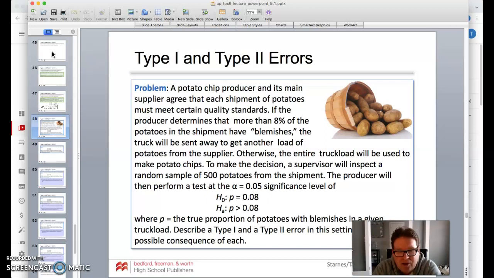All right, so now the null hypothesis is that the proportion of potatoes that have blemishes is 0.08, and the alternative hypothesis is that more than 8% have blemishes. We just want to describe what the type 1 error would be and what the consequence of that is, and then the type 2 error and its consequence.